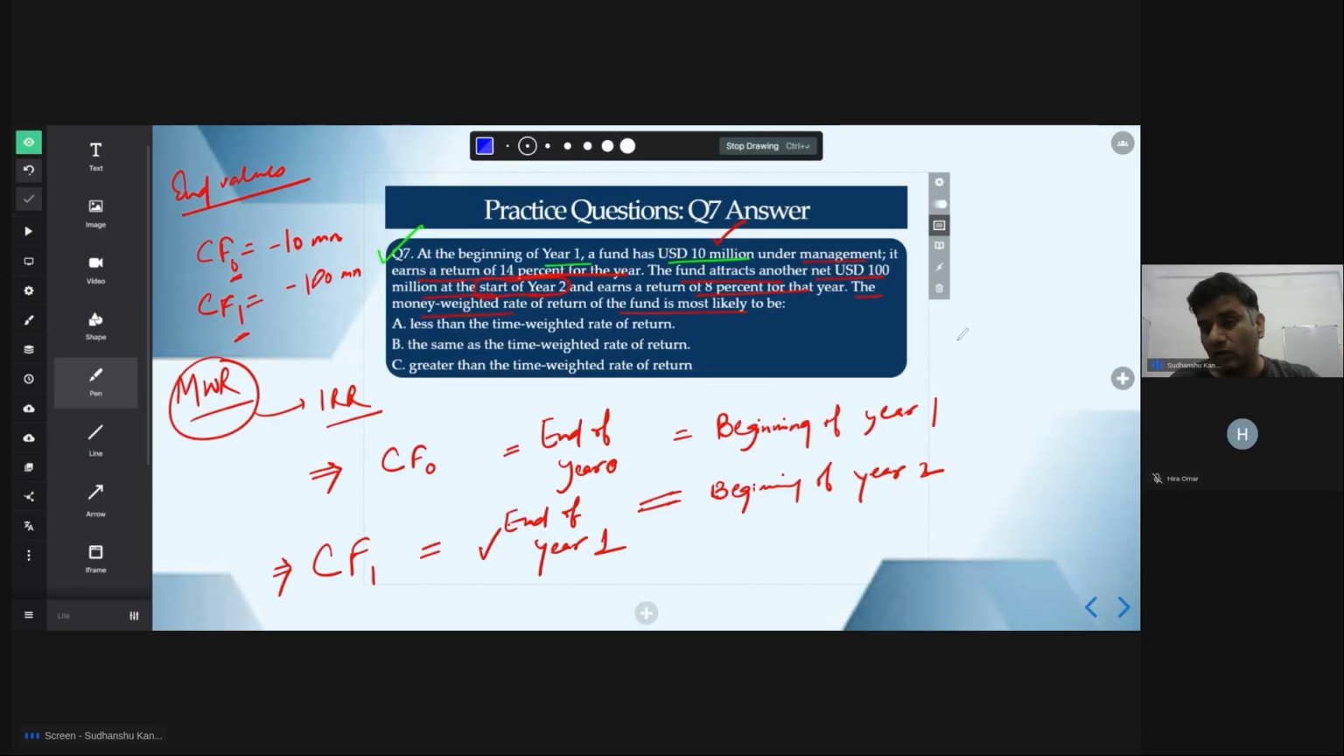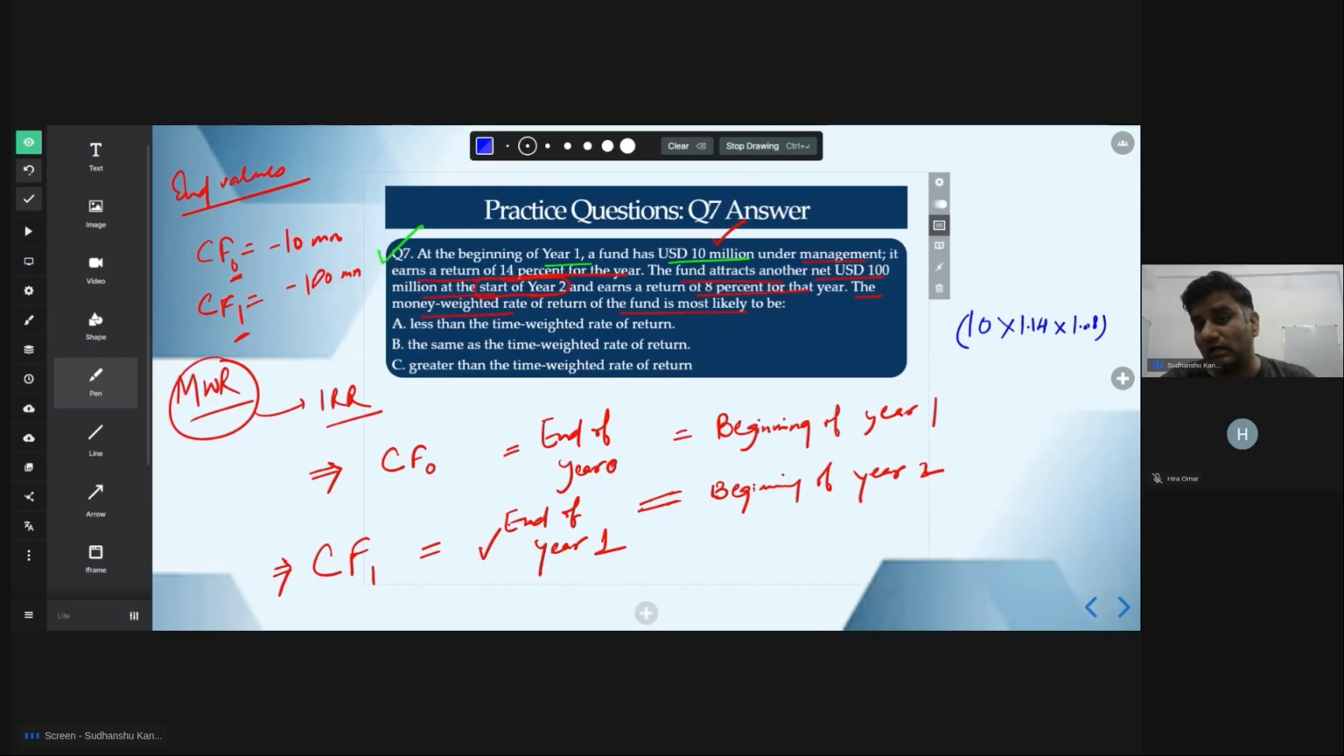So how do I calculate the ending value? I know I have received 10 million in the first year, and that earns 14%. So that 10 million which came to me in the first year earned 14%, 1.14. In the second year, that 10 million earned 8%, which is 1.08. So this is what the first 10 million earned: 10 into 1.14 into 1.08.